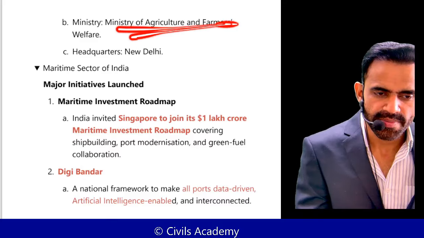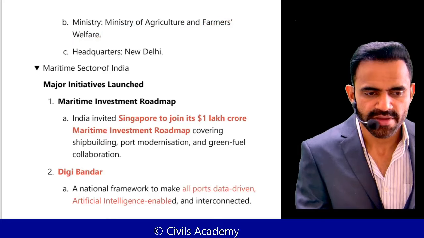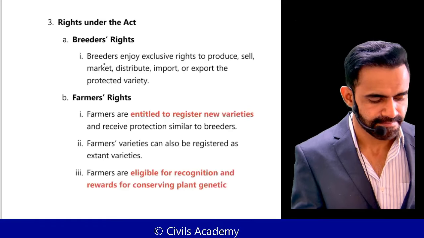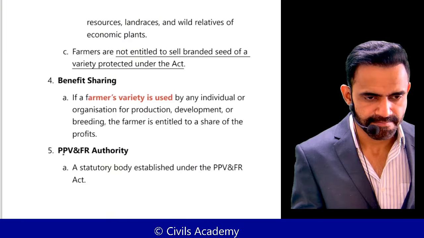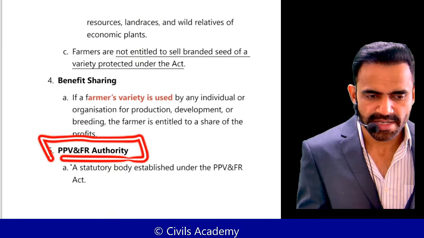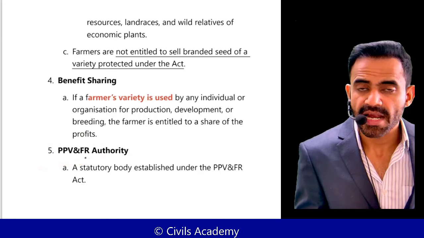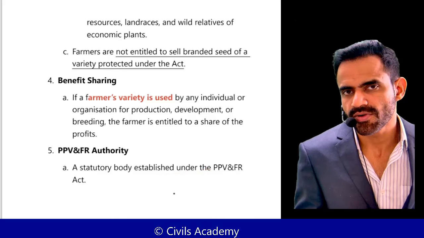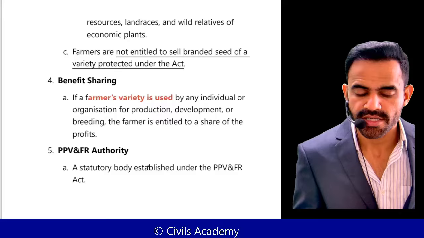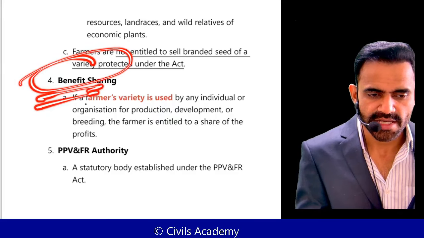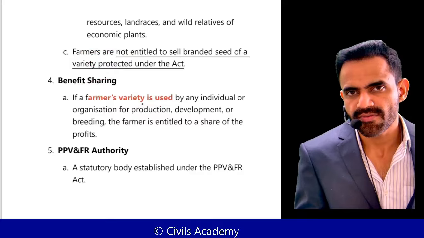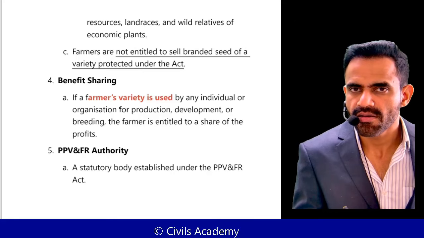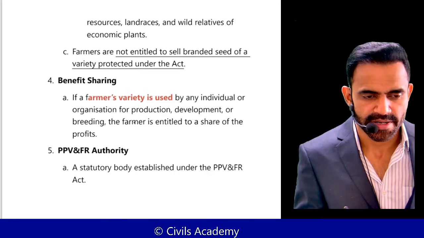This will be implemented through Ministry of Agriculture and Farmers Welfare, and there is a specific body to implement these provisions, that is Plant Varieties and Protection of Farmers Right Authority, and this is under administrative control of Ministry of Agriculture. Okay, headquarters is in New Delhi. There is a provision of benefit sharing. What does that mean? If a variety, farmer has developed a variety that is being used by a company, so whatever profit company is going to make, company is going to share the benefit to the farmer.